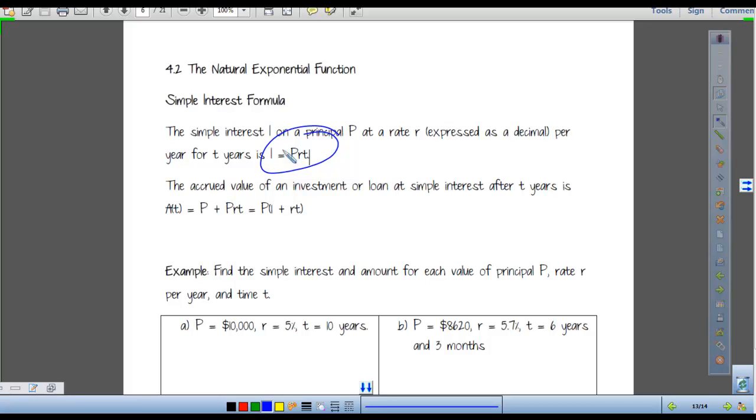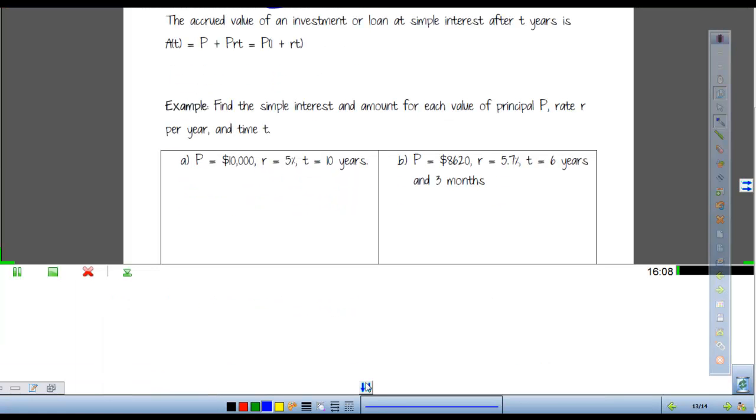Okay, the accrued value of an investment or loan at simple interest after T years is A of T equals what you started with, that P is the principal that we started with, plus the interest that we've earned. Or if we factor out the P, it equals P times 1 plus RT. So it's the entire value of the account. So we've got some examples here.